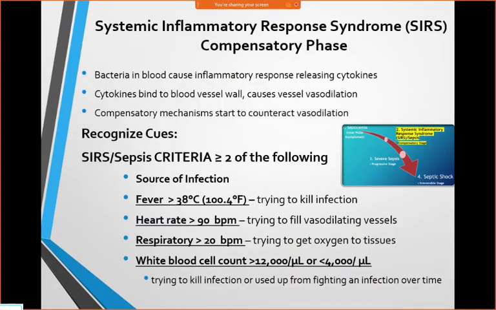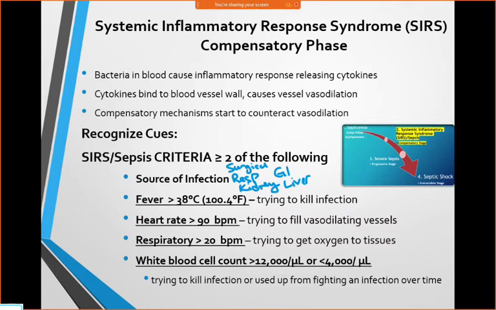And there are cues that go with each system. So in your compensatory phase, in SIRS, this is where the cytokines are binding to the vessel walls, causing dilation, causing some leaking. You have a source of infection, and usually that source of infection could be anything. It could be surgical. It could be respiratory. Could be kidney. Could be GI. Could be liver. Any kind of infection going on in your body, any source of infection. So any patient that comes into the hospital that you're treating for a respiratory infection, a kidney infection, a GI infection, all those are sources of infection.